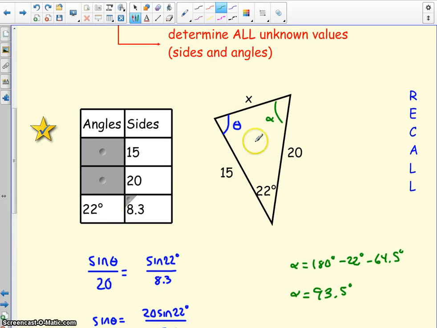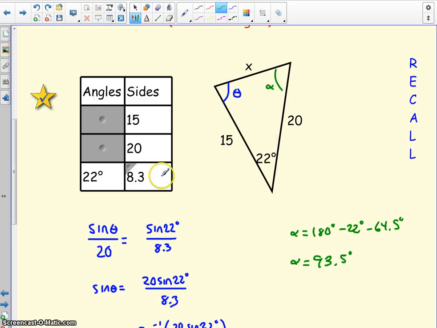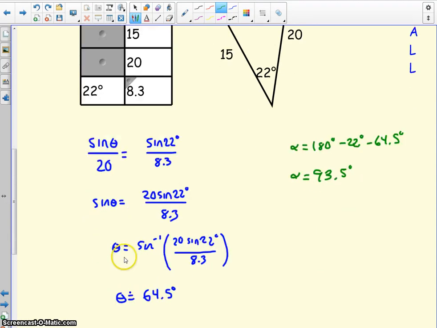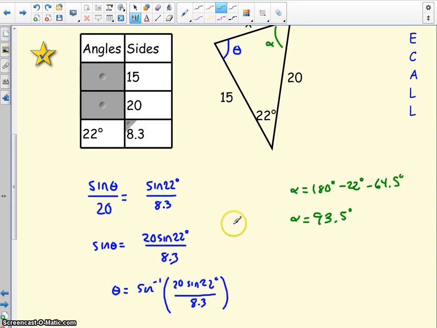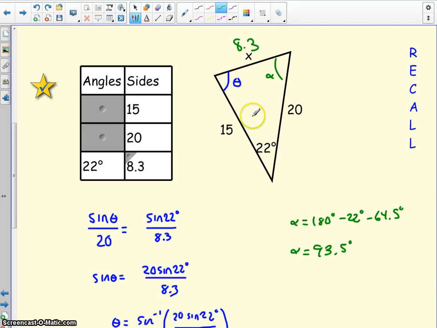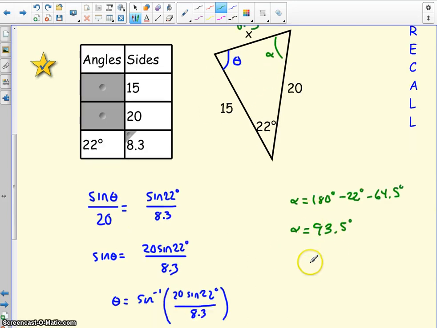I had my two missing angles here. I now have a side-angle pair with the x and the 22 degrees, because we already found x to be 8.3. So I use sine law here. So I have sine theta over 20 equals sine 22 over now 8.3. And I solve, no problem, for theta, and it gives me 64.5 degrees. And then I use my sum of the angles in a triangle theorem, the fact that they all add to 180 degrees, to solve for alpha to get 93.5.